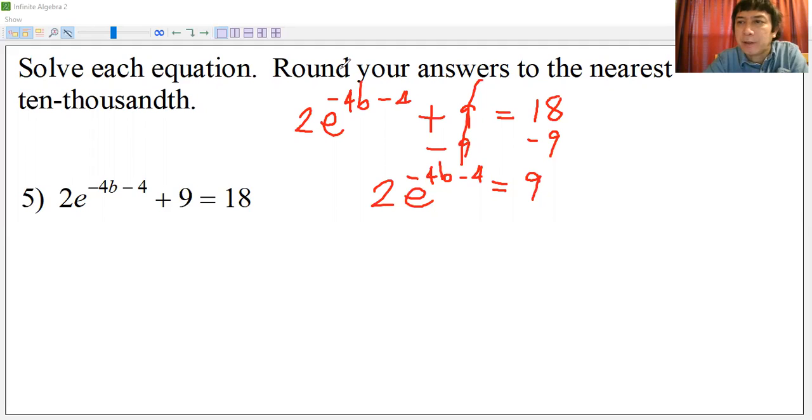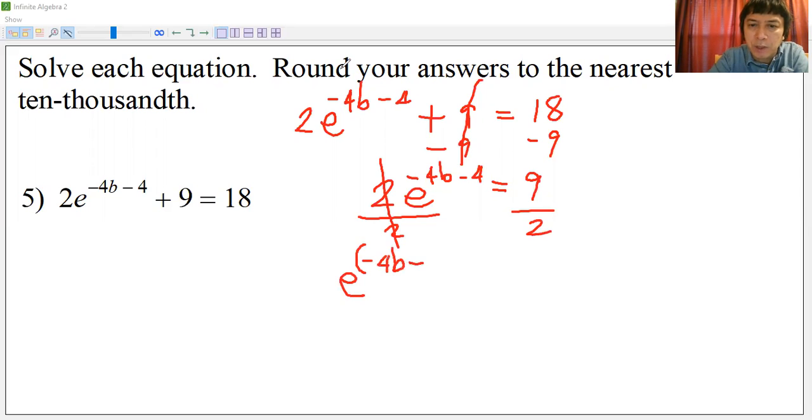And so we divide next by 2. Divide both sides by 2 so that we can simplify further. The 2 cancels out. The left side is now just e to the exponent negative 4b minus 4, and this is equal to 4.5. There. 9 over 2 is 4.5.